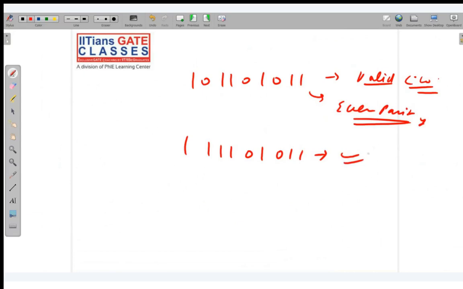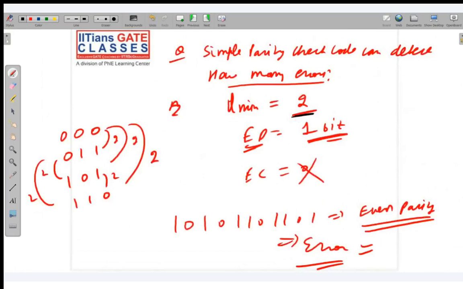But definitely we are able to say that there is an error, because here the number of ones is odd. Now if you try to match it, you will say, sir, this is done and this is the error that we have done. So 1 bit error it is able to detect, and for sure it will detect 1 bit error. Because d-min is 2, obviously it will 100% be able to detect 1 bit error.